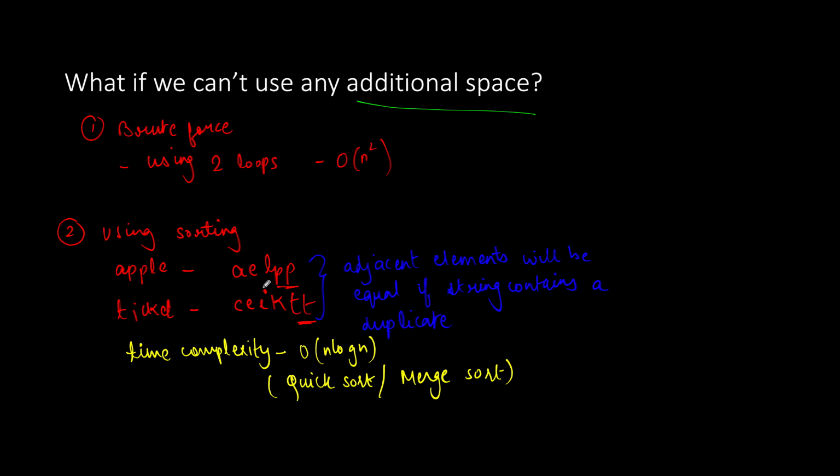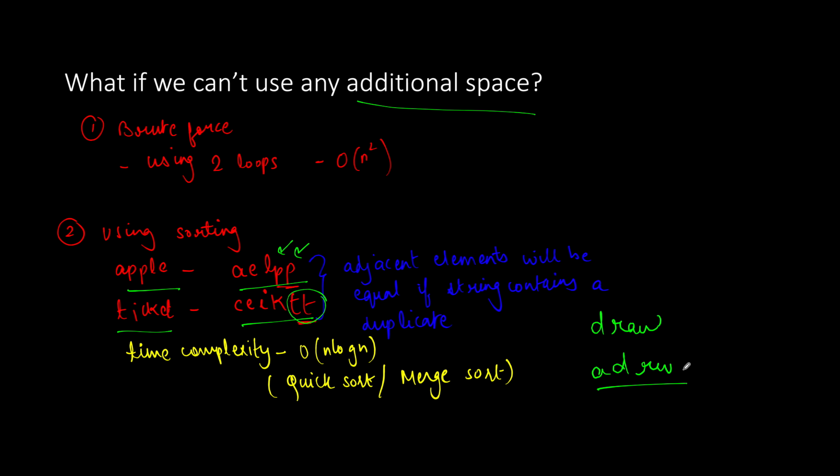For example, here apple is sorted and it becomes AELPP. When you iterate this string, P and P are adjacent since they are in sorted order and hence equal, so it will return false. Similarly, ticket, when we sort it, becomes this particular string and the two Ts are adjacent. The other example is draw. If we sort it, the string becomes ADRW and in this case there is no adjacent character which is equal, hence it will return true.